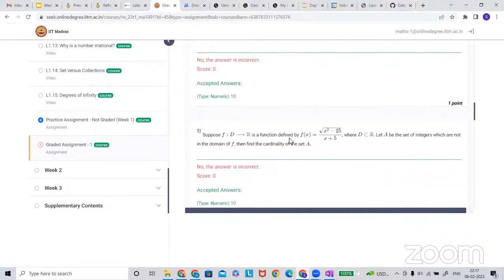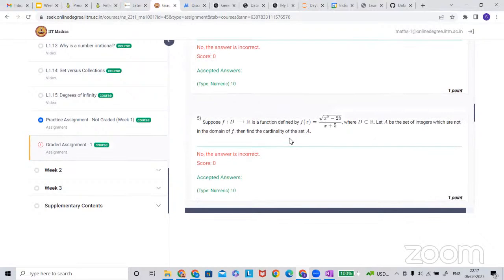So I understood the domain, sir, but then: let A be the set of integers which are not in the domain of f. So I equated the denominator, x plus 5 cannot be equal to 0, so x cannot be -5. So I took the set, and since it is given which are not in the domain of f, I took the cardinality of set A as 1. So how does this work? Is my approach right?